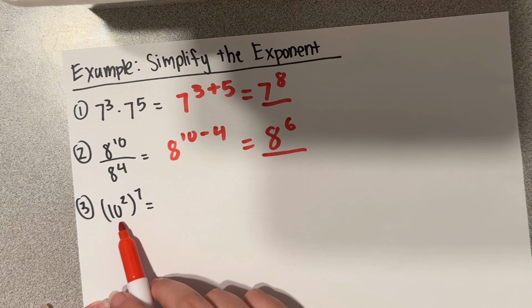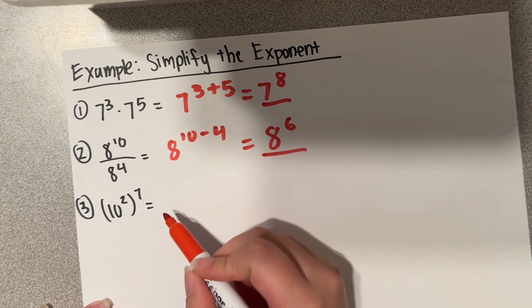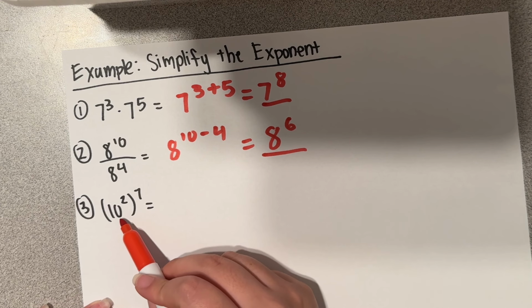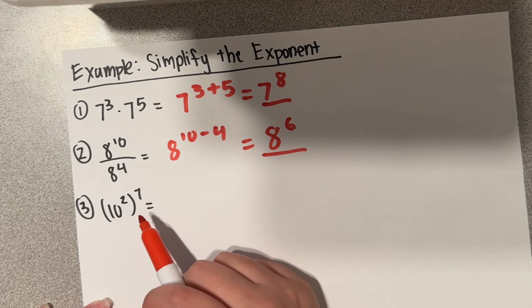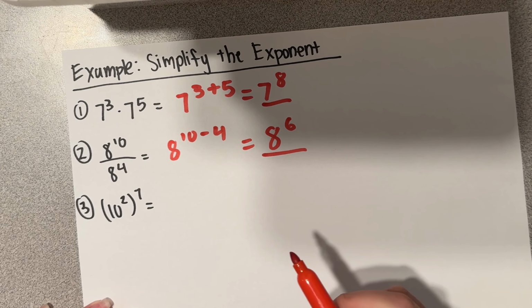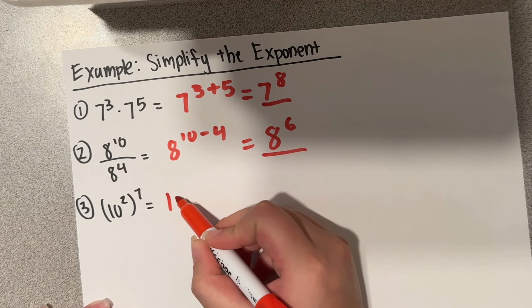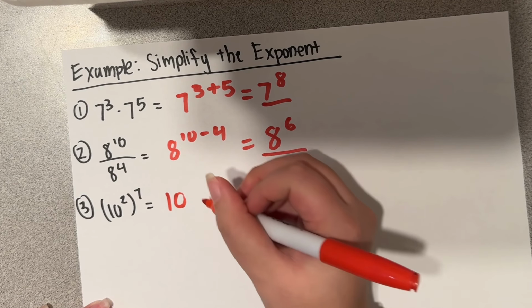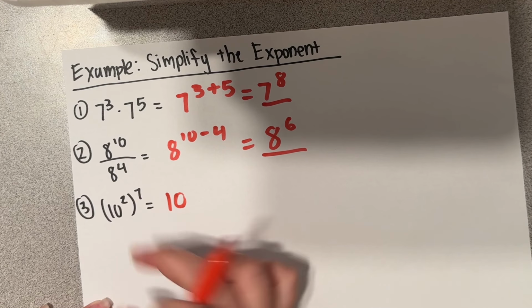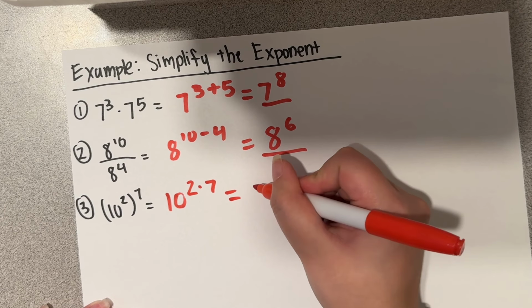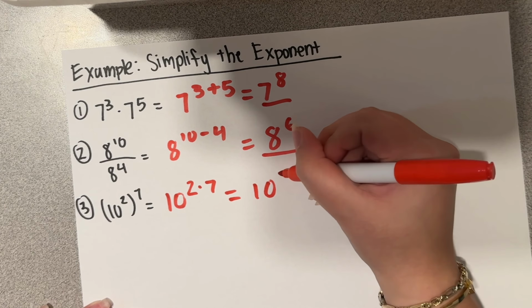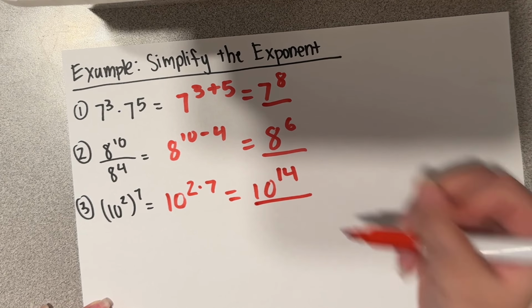Now, let's move on to number 3. We have 10 to the exponent of 2, close parenthesis to the exponent of 7. We're still going to have the base 10, and now we're just going to multiply the 2 exponents together. We're going to do 2 times 7, and so that is 14, and this is our answer.